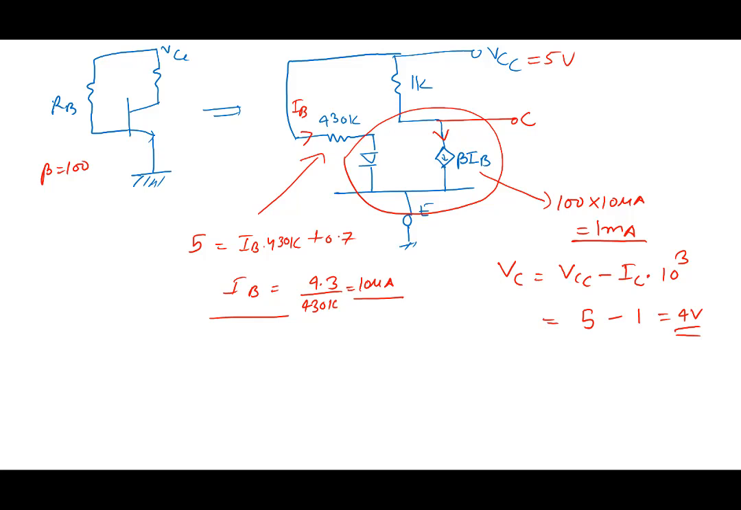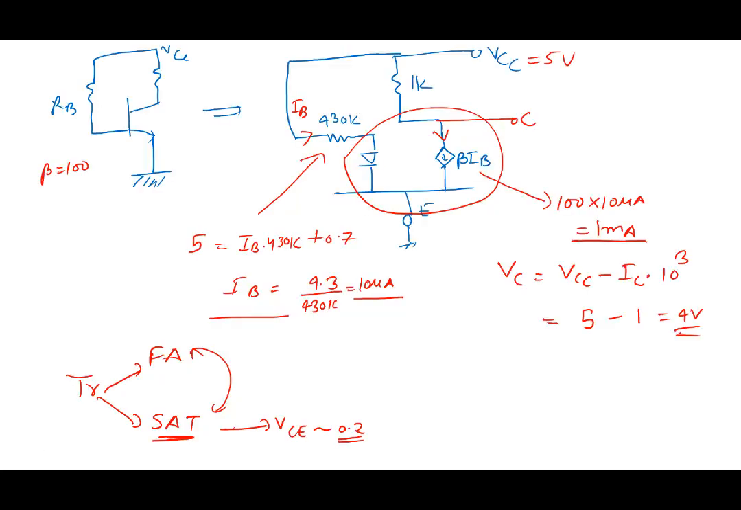Now note that we did this analysis with the assumption of forward active mode. How do we check whether it is in forward active mode? The transistor could have been either in forward active or in saturation. How do I distinguish between these two? By checking the collector emitter voltage. In saturation, VCE is around 0.2 or so. It's not. It's much larger than 0.2. In fact, it is 4 volt.